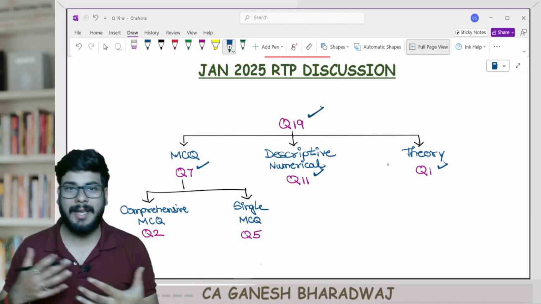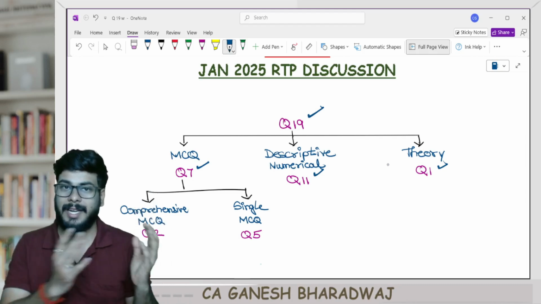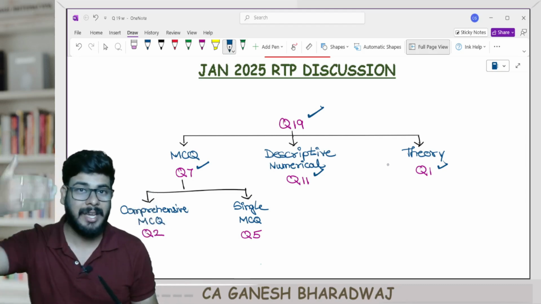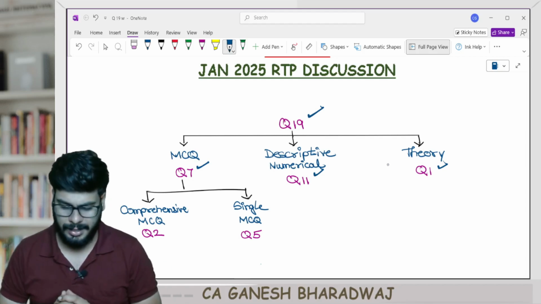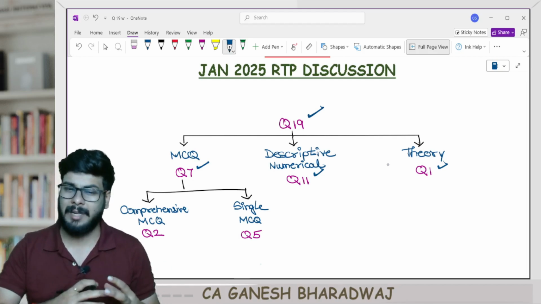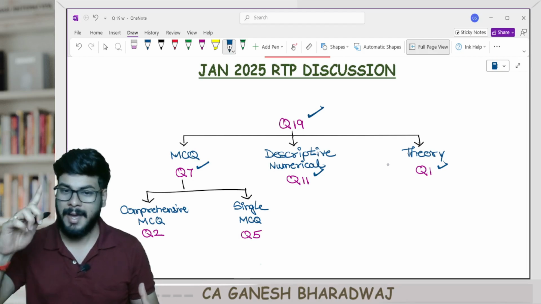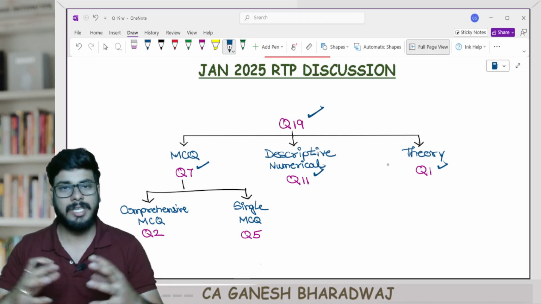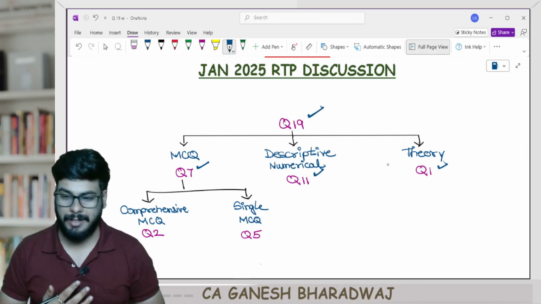And in your main exam, you'll be having 2 comprehensive MCQs carrying 10 marks each and 5 single MCQs each carrying 2 marks. This is how it generally gets tested. But in this RTP, it has a very good collection of MCQs, numerical problems, as well as 1 theory question. This is the overall big picture of this particular Jan 2025 attempt RTP.